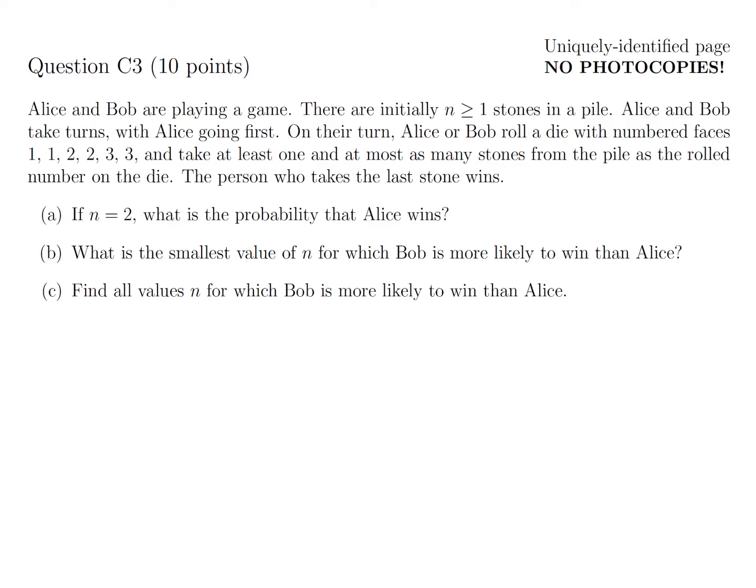Alice and Bob are playing a game. There are initially n greater than 1 stones in a pile. Alice and Bob take turns, with Alice going first. On their turn, Alice or Bob rolls a die with the number of faces 1, 1, 2, 2, 3, 3, and takes at least one and at most as many stones from the pile as the rolled number on the die. The person who takes the last stone wins. If n equals 2, what is the probability that Alice wins?